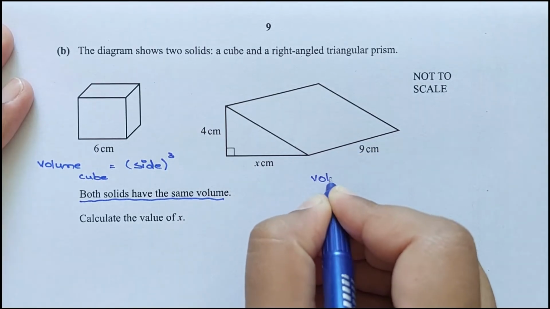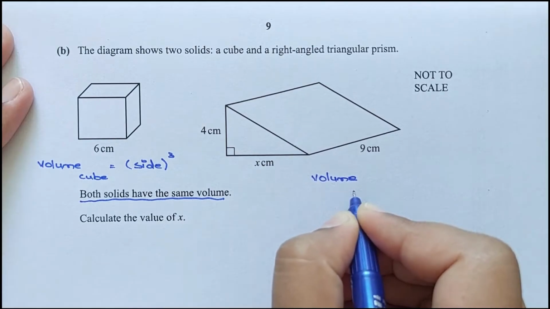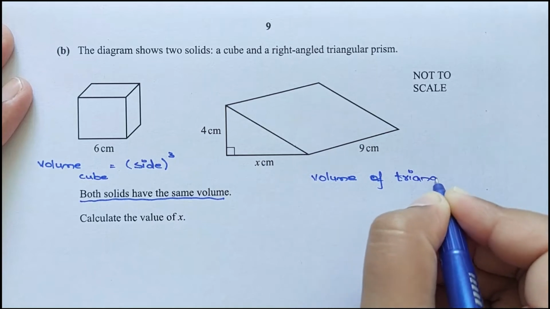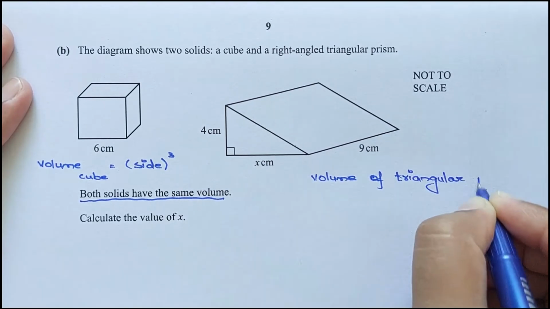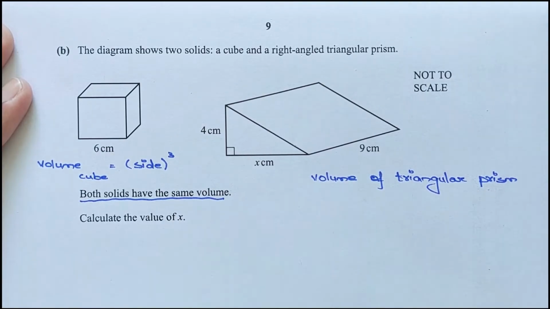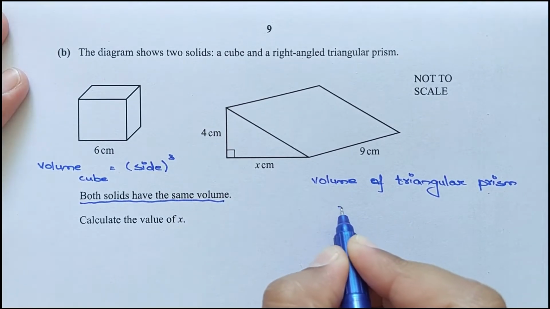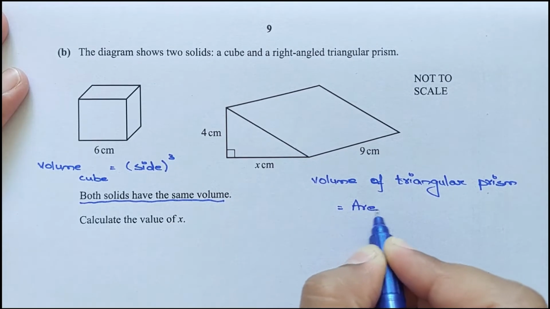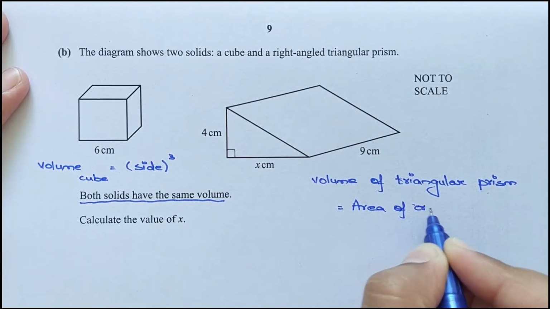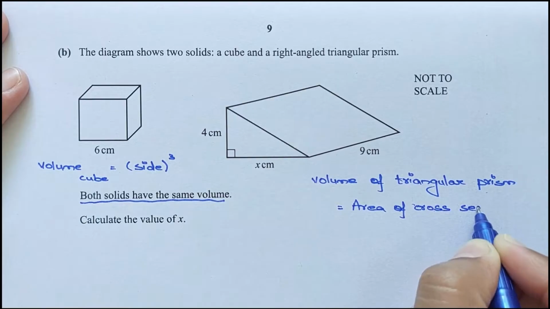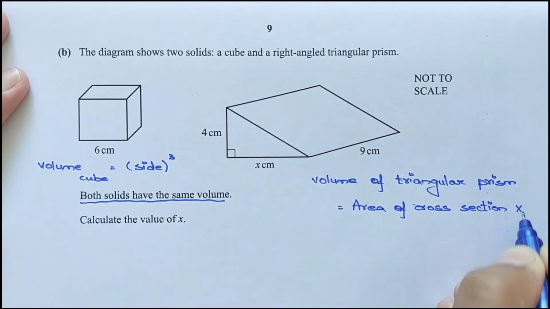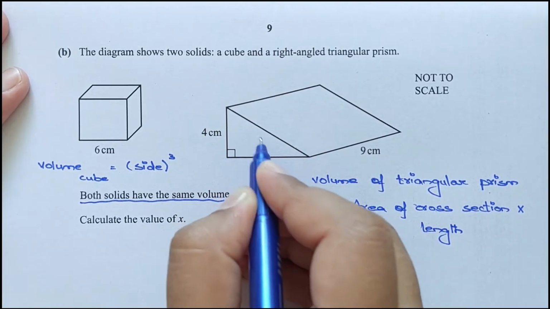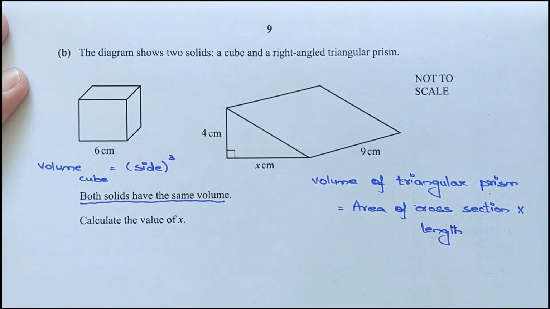Now let me find the formula for the volume of a triangular prism. The right triangular prism. The volume of any prism is basically the base area of the cross section multiplied by the length. So the cross section is this right angle triangle and the length is 9.